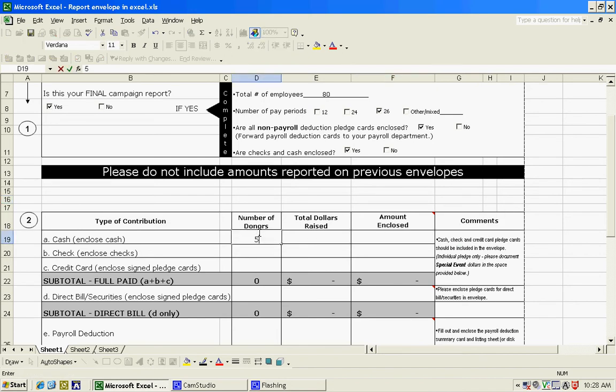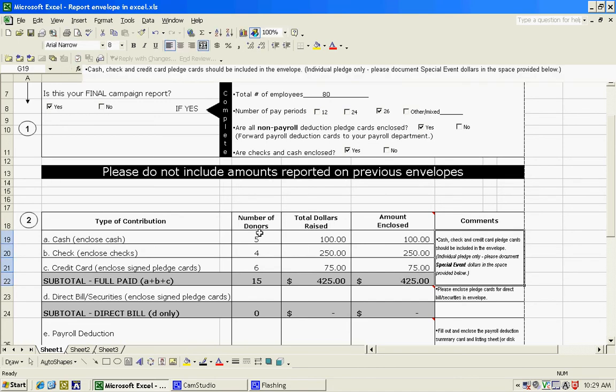Moving on, we will say that 5 donors gave a total of $100 in cash, and because we are enclosing this cash in the envelope, we will say $100 is enclosed. Next, we will say that 4 donors gave a total of $250 in checks, and because we are enclosing these checks in the envelope, we will say $250 is enclosed. We will also say that 6 donors gave a total of $75 in credit cards, and because these donors are requesting to have their credit cards charged immediately, we will say that $75 is enclosed.